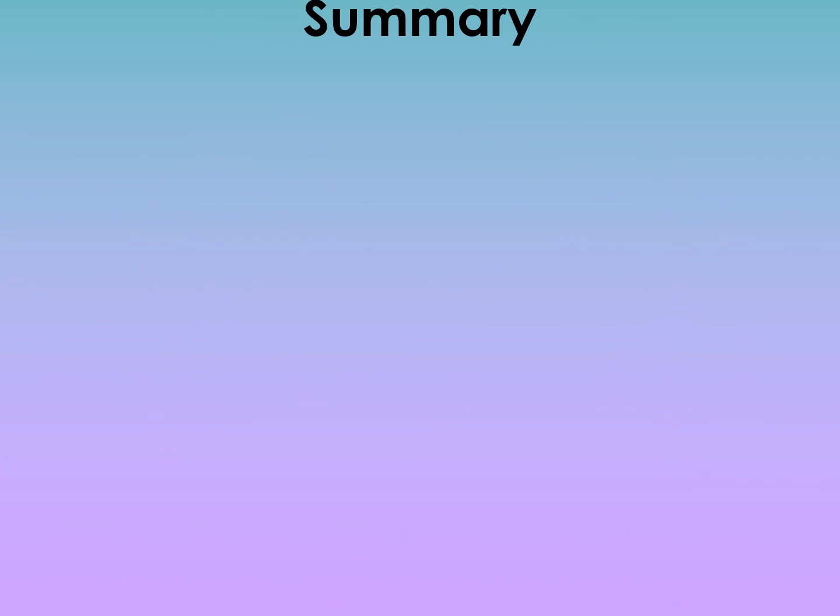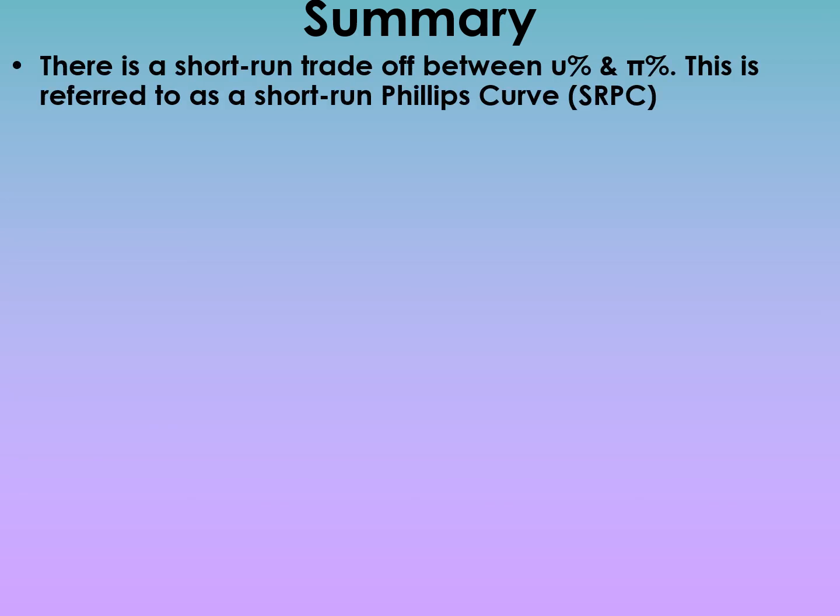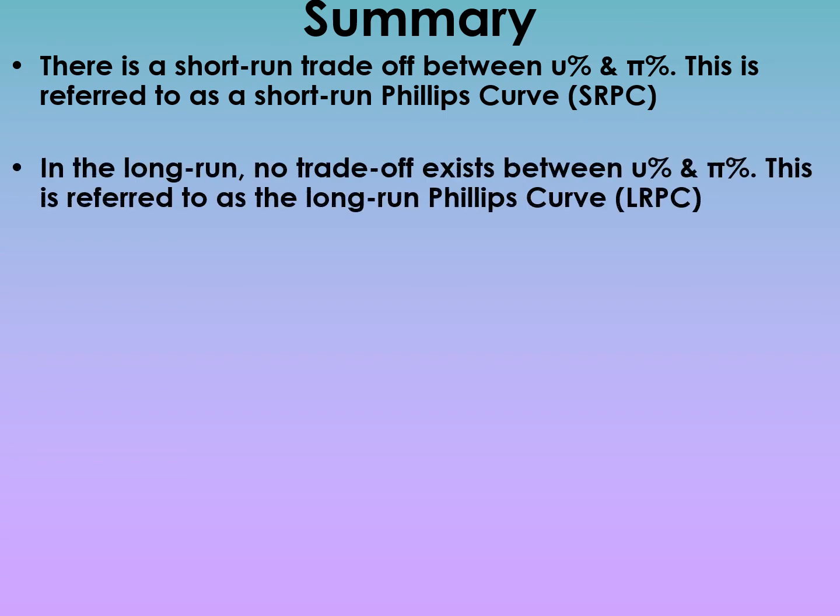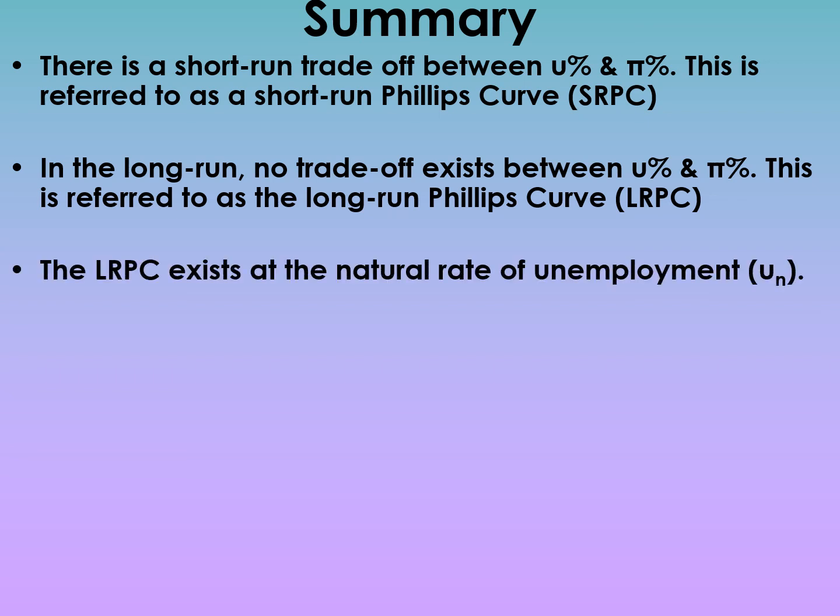So that's a lot to learn. It's a lot to take in. You may need to watch this video again, but here's a quick summary, okay? Basically, guys, there's a short-run trade-off between unemployment and inflation, and this is referred to as the short-run Phillips curve. In the long run, no trade-off exists between unemployment and inflation, and this is the long-run Phillips curve. That's why the long-run Phillips curve is perfectly inelastic at the natural rate of unemployment. The long-run Phillips curve exists at the natural rate of unemployment.